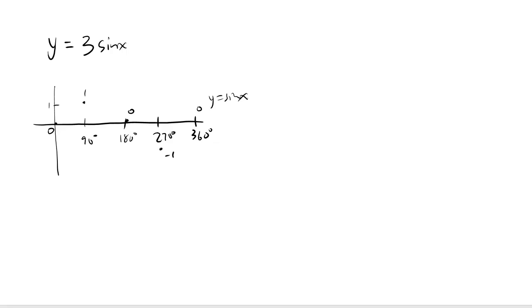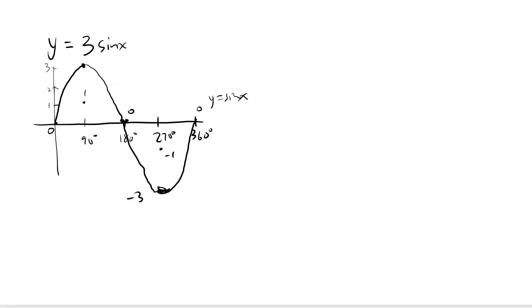Now, what if you had a 3 in front? Well, 3 times sine of 90 degrees would be, sine 90 is 1, and then you multiply by 3, so you get 3 here. So suddenly it's going to go way up there. 0 times 3 is 0, so it goes all the way here. And it comes back down to 0 again, because 0 times 3 is still 0. And then 3 times negative 1 is negative 3. So here, let's call this negative 3. And then it comes back up.